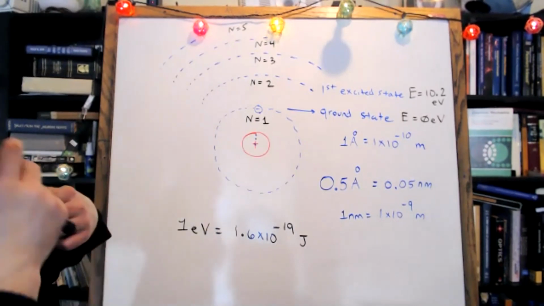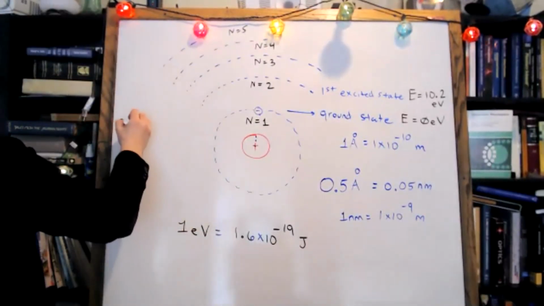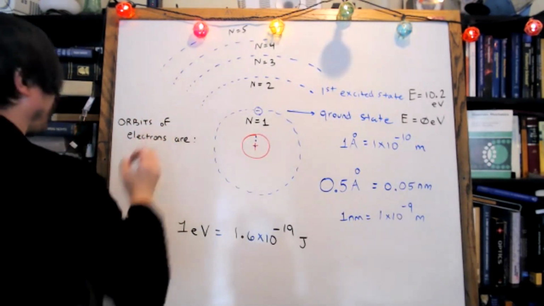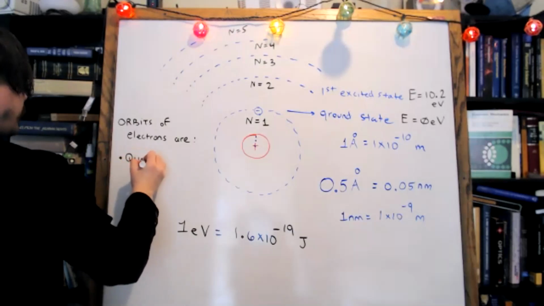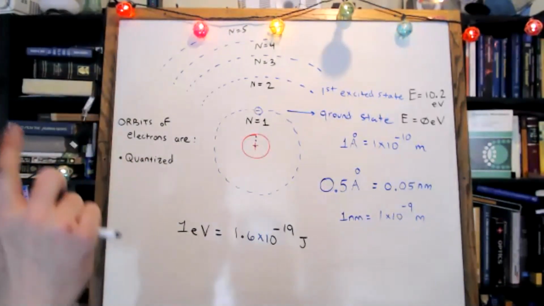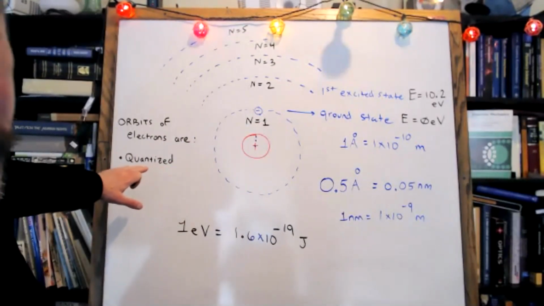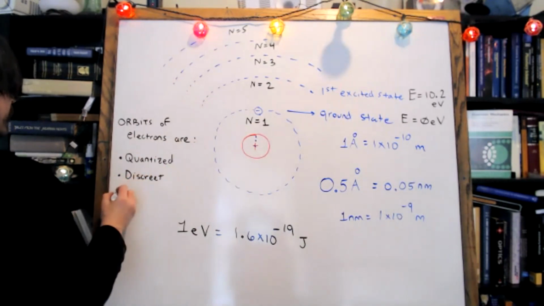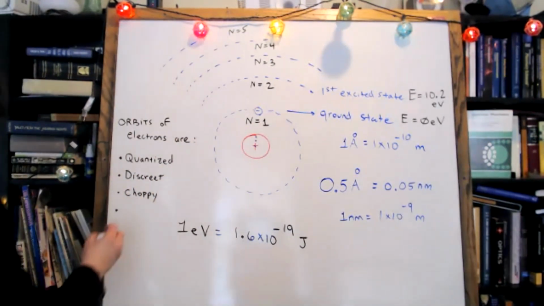Before I go any further, let's stop and think about what I've taught you here, because you've just learned something that we should probably have a discussion about. The orbits of electrons are, here's a fancy $10 word, quantized. So they come in certain portions of energy, certain distances or certain energies. Let me flesh out this word quantized, and then I want to hear your comment. Quantized also means discrete. It could also mean choppy. And here's a cool way to look at it. The orbits of electrons are like pixelated. That's how I would say it.